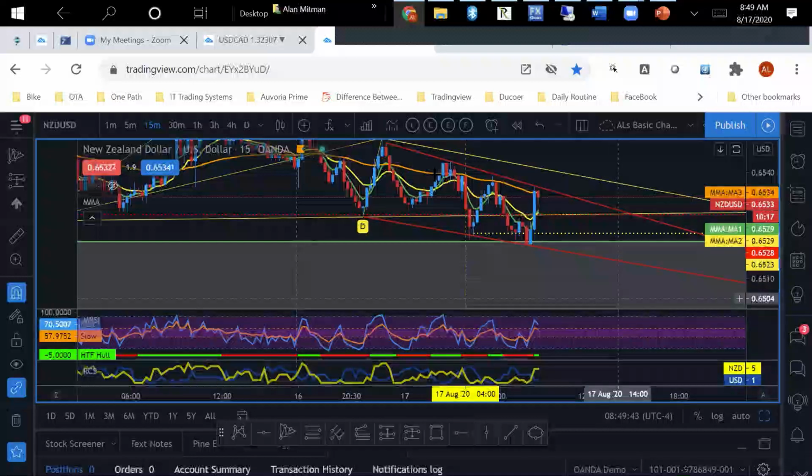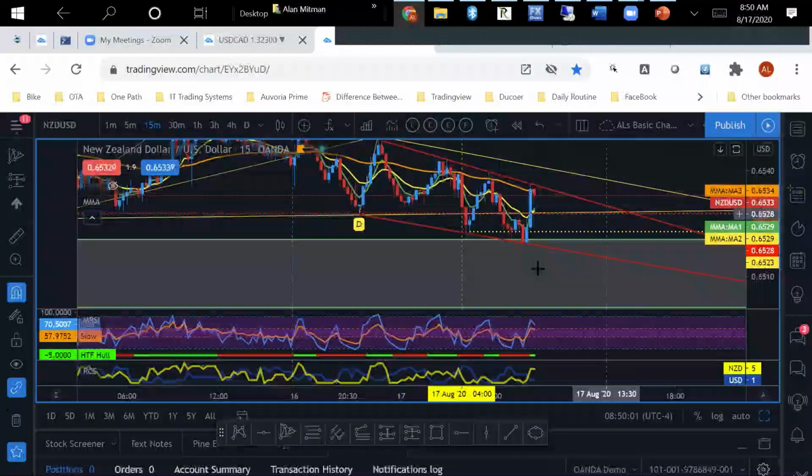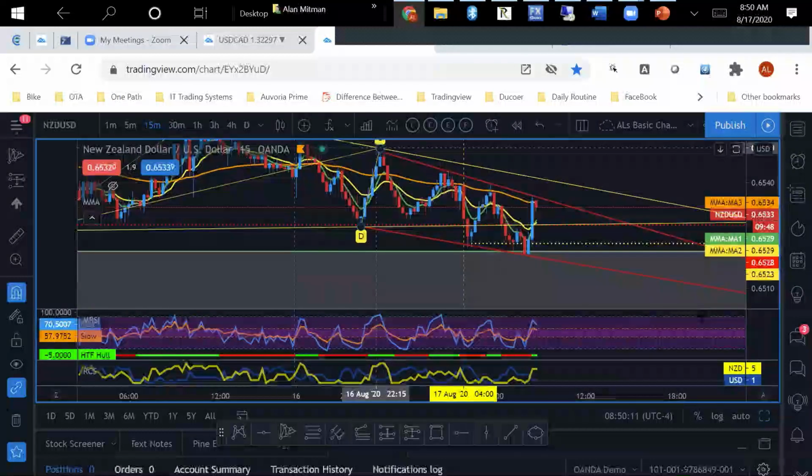Came right up into the 62, maintained the trend line. We do have the cross of the 5 and the 13 right down here, right at the base of the first wedge. And right now we're showing New Zealand strength. That'd be to the upside. That's on the 15-minute chart.